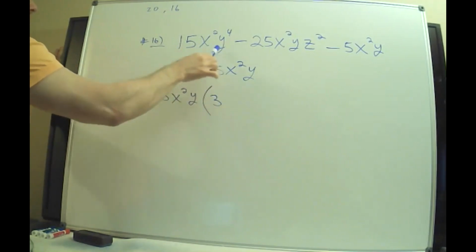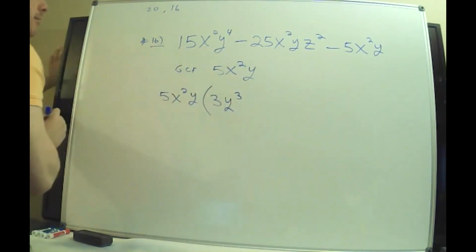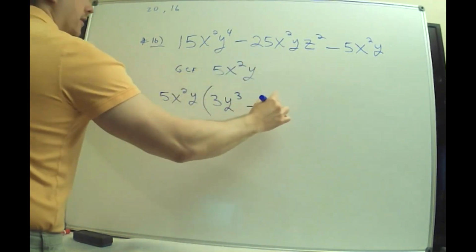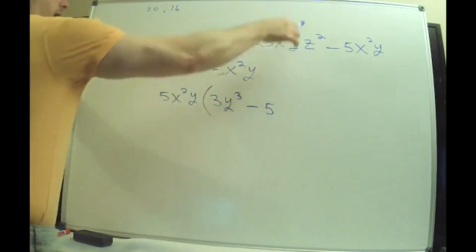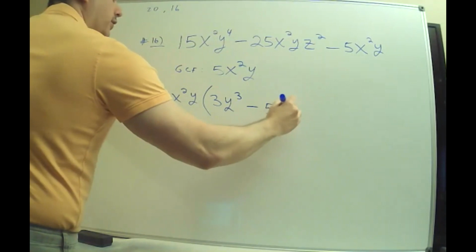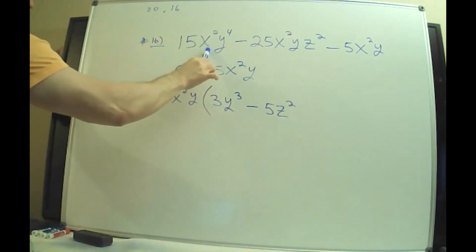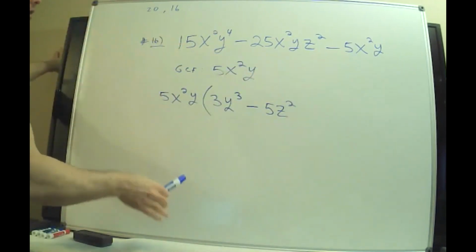15 divided by 5 is 3. X squared, cross out. Y4, take away Y1 is Y3. Pow. Minus 25 divided by 5 is 5. X squared, cross out. The Y, cross out. And you're left with Z squared. Notice that I didn't put Z in my GCF. He doesn't have a Z. That's not a common factor.